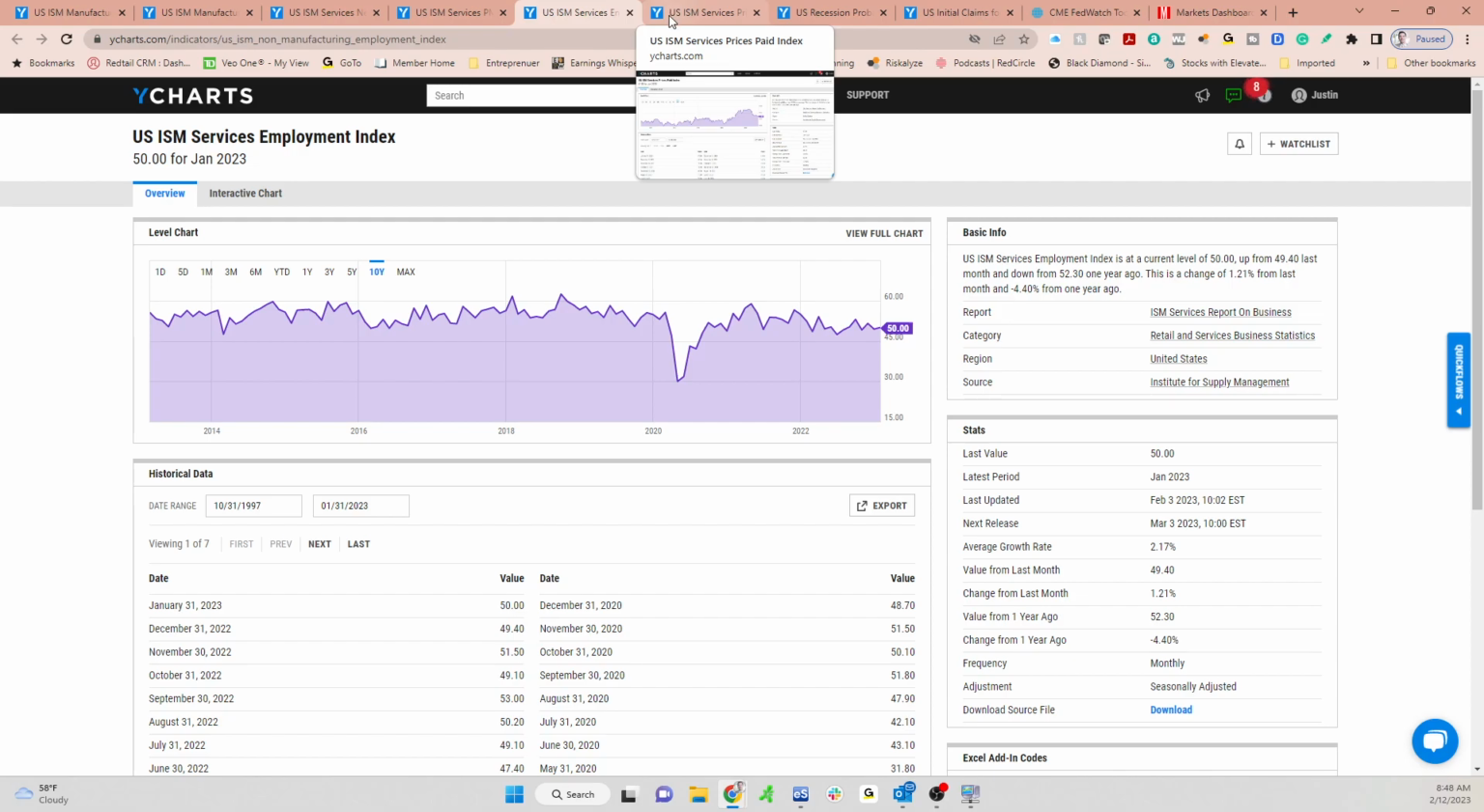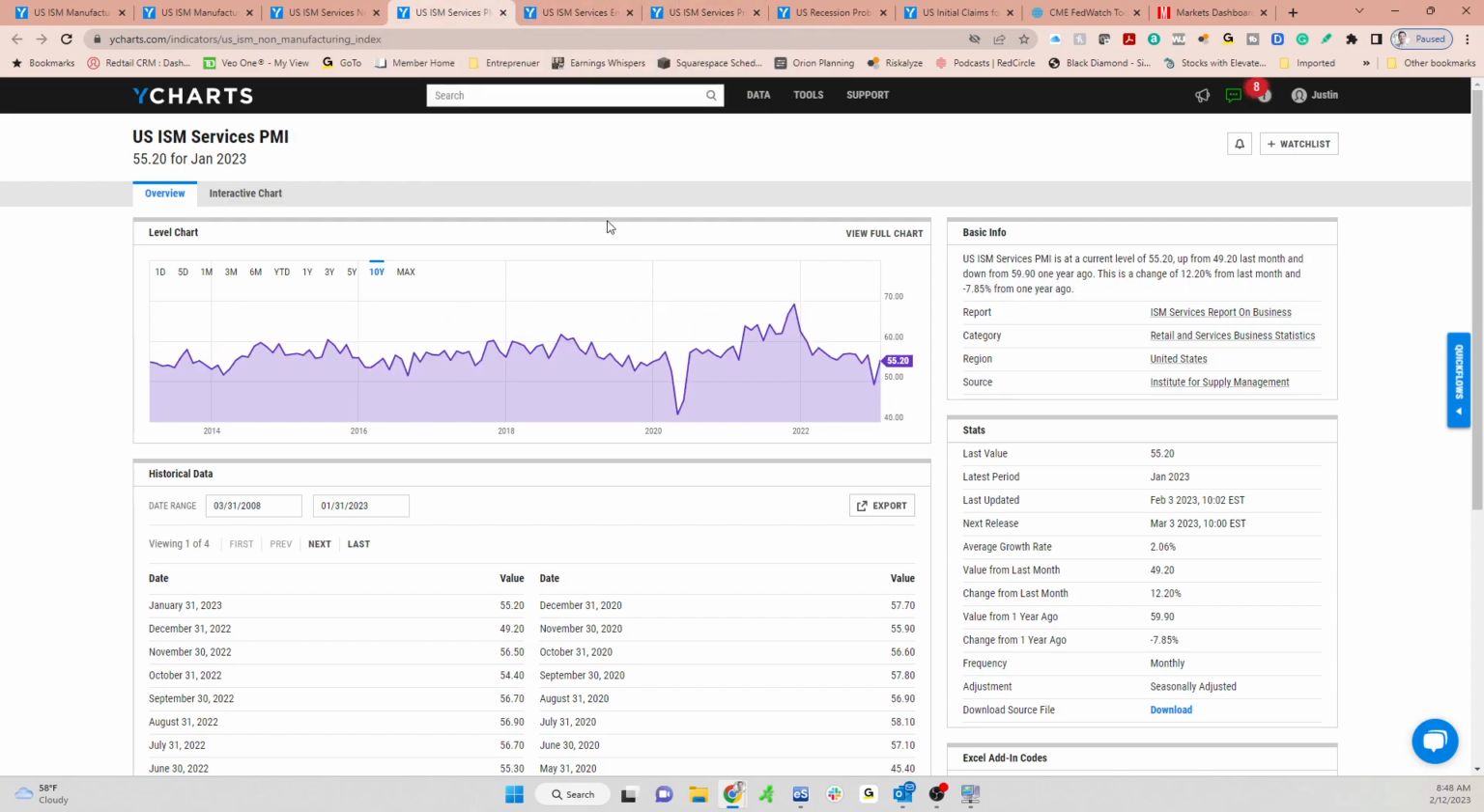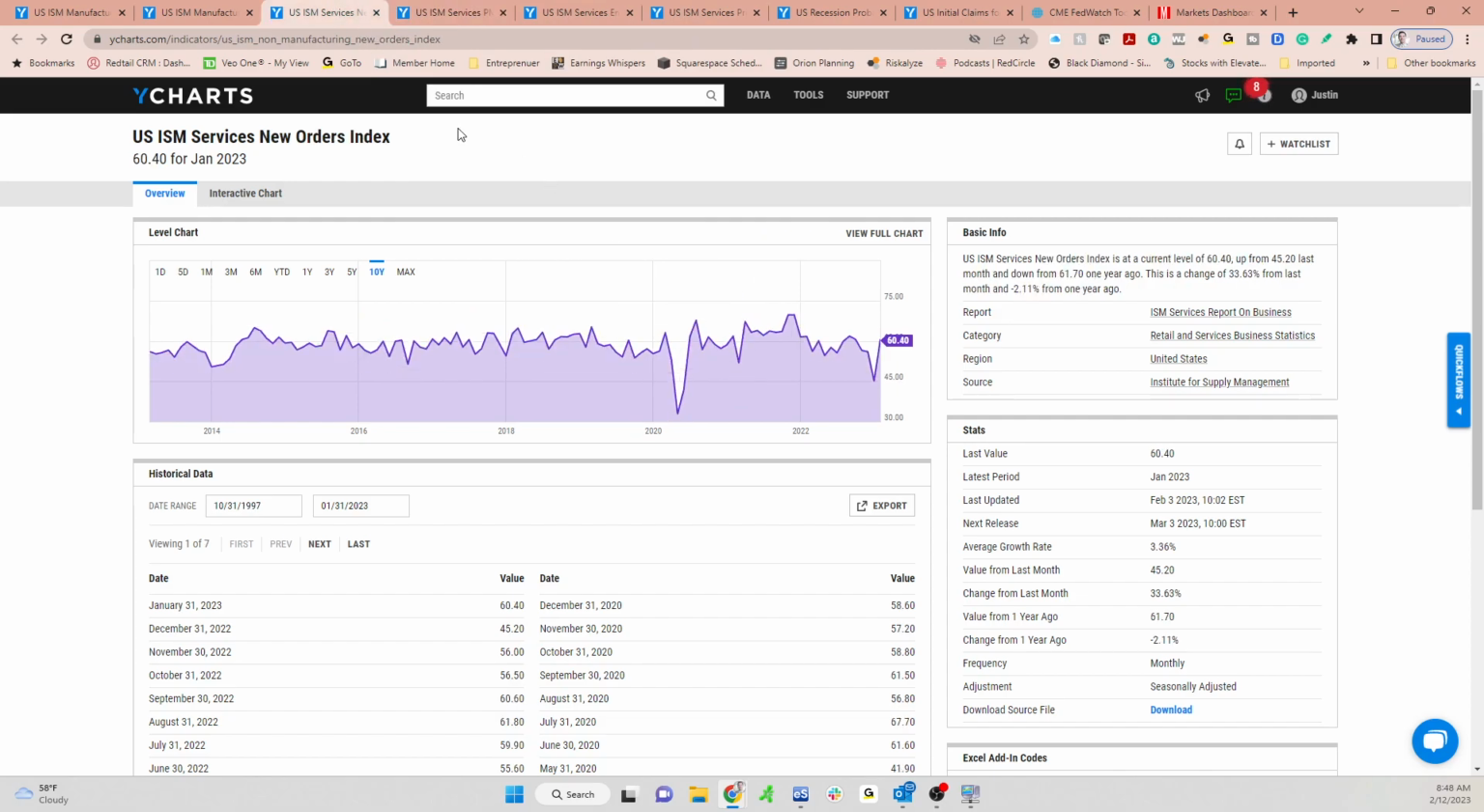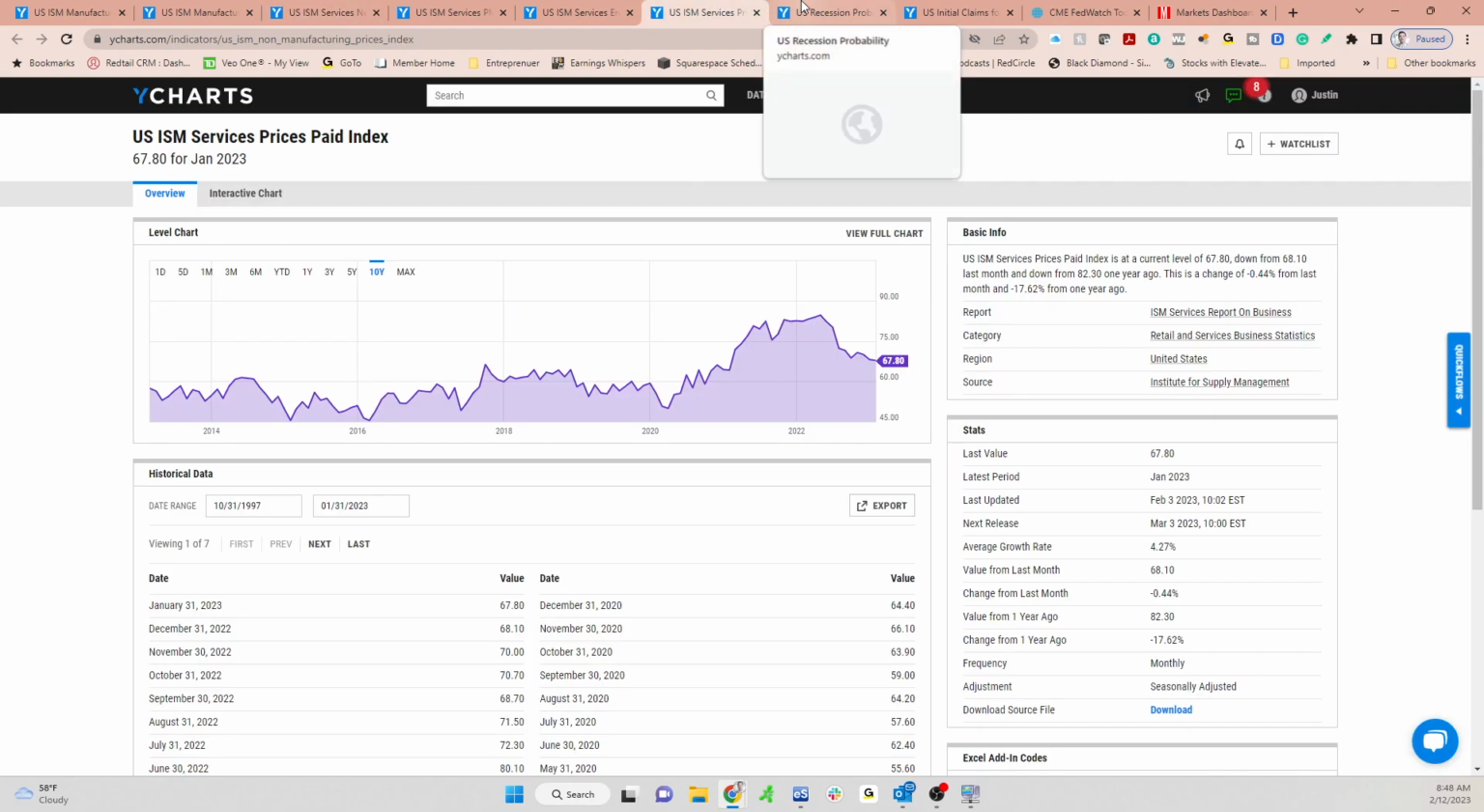And manufacturing is obviously in a contractionary mode. Services, though, remain relatively robust. Like I said, 55.2 on the overall PMI index, and new orders 60.4, the highest level really since September. And then you had the prices paid index, that was 67.8. So another deceleration. So that's where you continue to see this is growth in prices. And so this is where the inflationary pressures are coming from.